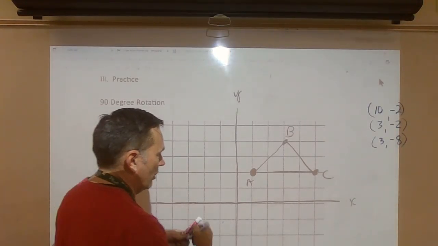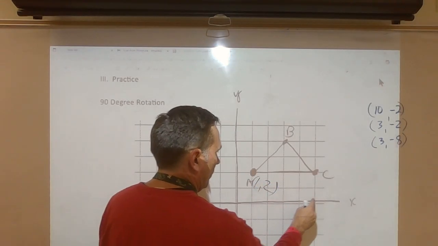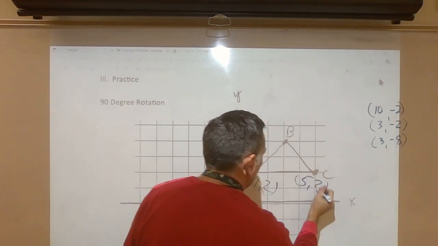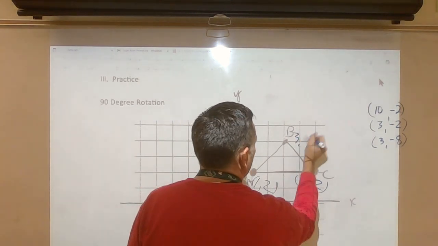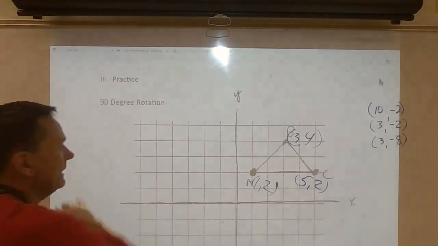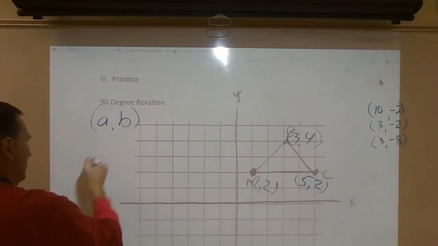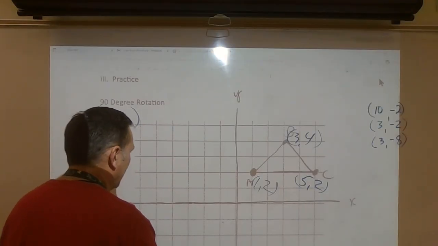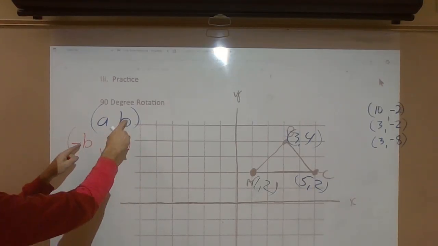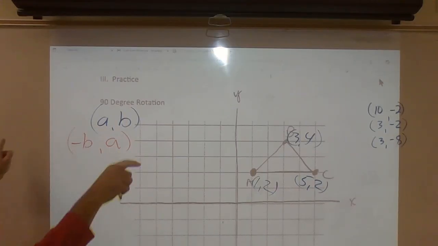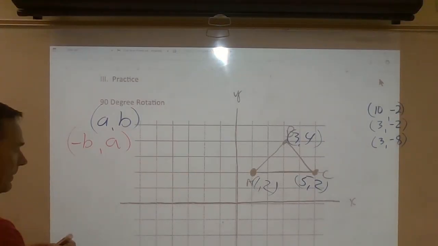So we start with 1, 2, 3, 4. 5, 2. And 1, 2, 3, 4. 90-degree rotation. So we're going from A to B. Our relationship is negative B, positive A. Flipping the coordinates, kind of crisscrossing and making the first one negative for going to the left.